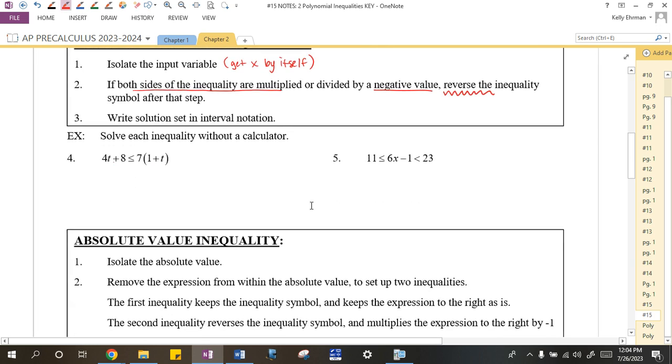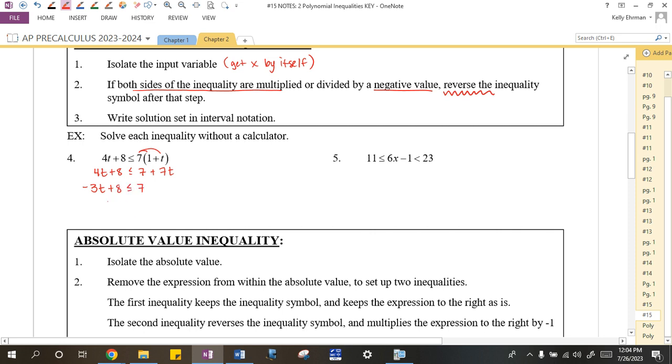Really, you can treat this like an equation. If I were solving this equation, I would first distribute the 7. 4t plus 8 is less than or equal to 7 plus 7t. I prefer to get my input variable, in this case t, on the left side of the inequality because I'm used to pointing left meaning less than and pointing right meaning greater than. So I'm going to subtract 7t. That makes this negative 3t.